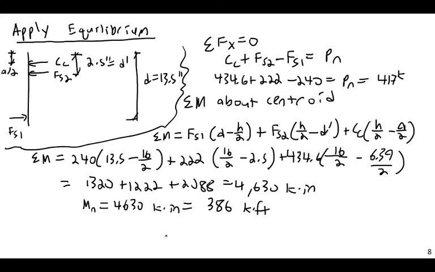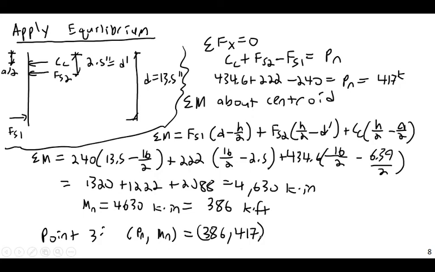So we now have the third point on our diagram, point 3. And this is going to be 386 for PN, comma MN. This is going to be 386, comma 417. 386, comma 417. Okay.